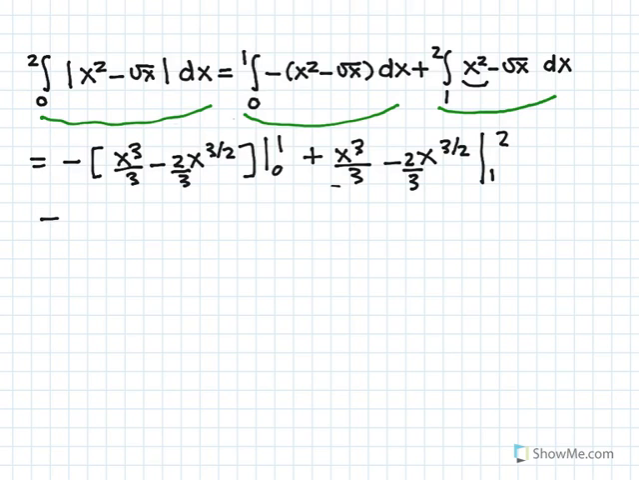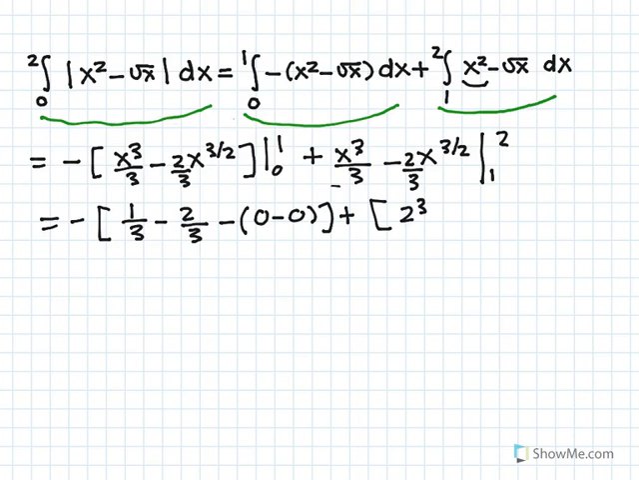All right, so now we get negative. Putting the upper limit 1 in, we get 1/3 minus 2/3, minus, plug 0 in, 0 to any power is just 0, minus 2/3 times 0, that's also 0, plus, plugging the upper limit 2 in, we get 2 cubed divided by 3, minus 2 over 3 times 2 to the 3/2. Now subtract the lower limit, that's going to give us 1/3 minus 2/3.